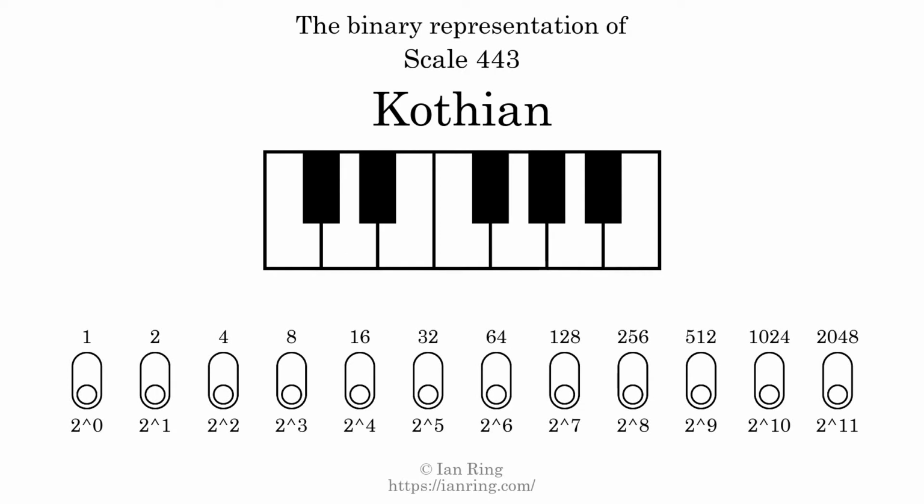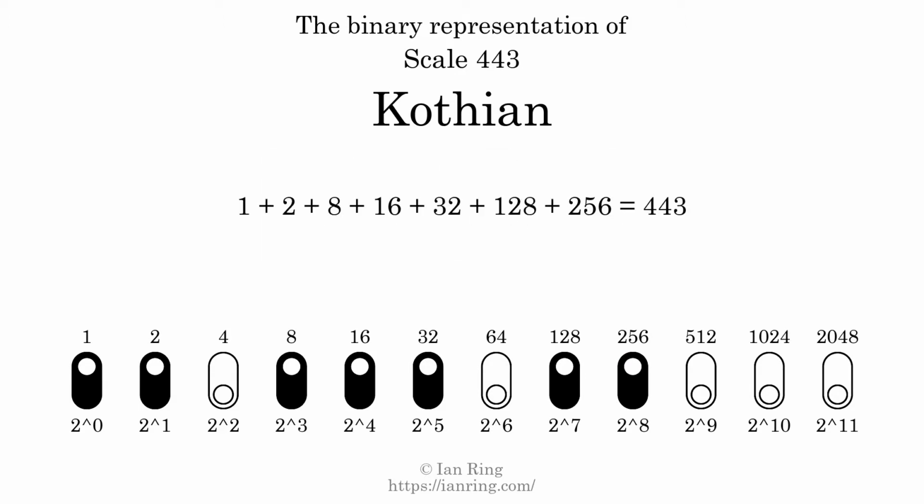The binary representation of this scale is determined by mapping tones of the scale to binary digits. Each binary digit represents a power of 2. To get the scale number, we add the powers of 2 together. The powers of 2 that are present in the scale, all added together, equals 443. That is why the scale number, in decimal, is 443.